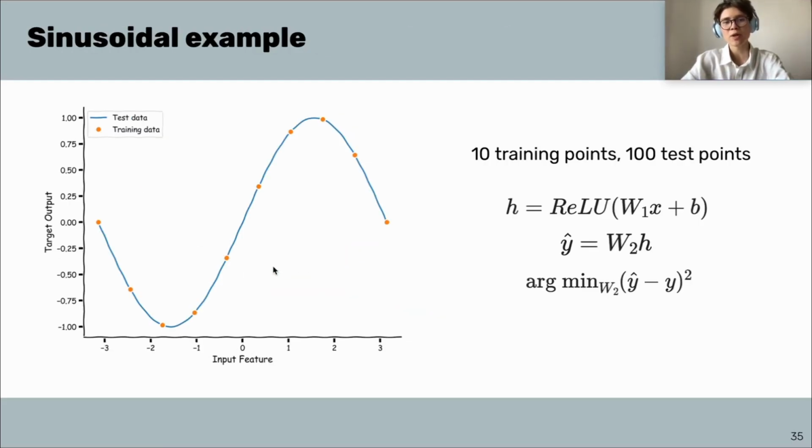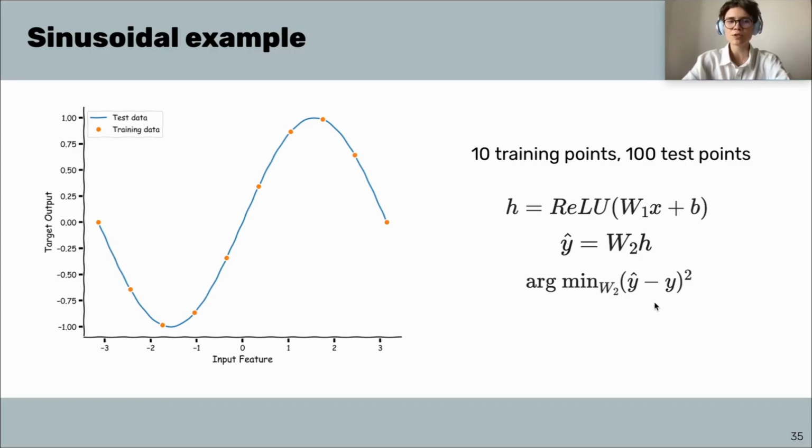So we propose you to play with this toy example on sinusoidal data. When we have 10 training points and 100 test ones, we will have a network consisting of one hidden layer. We are going to fix the weights from the input layer to the hidden one, W1, as well as the bias. So those are going to be frozen during training. And we are going to change only the projection from the hidden layer to the output one, W2. We are going to find it by minimizing the mean squared error between true and predicted values.